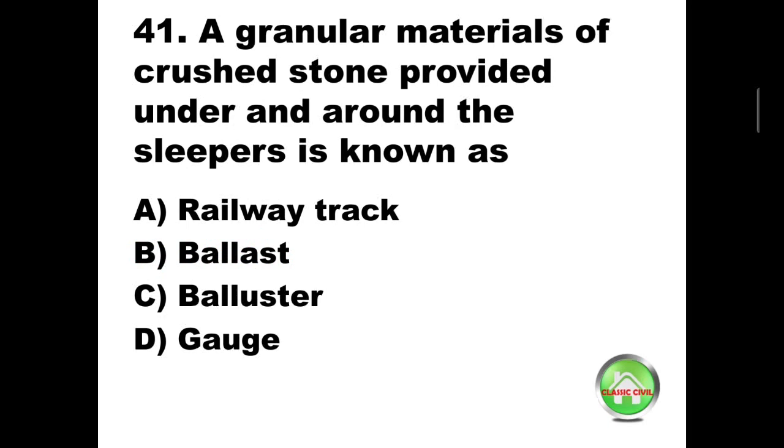Question number 41. A granular material of crushed stone provided under and around the sleepers is known as option A railway track, option B ballast, option C baluster, option D gauge. A granular material of crushed stone provided under and around the sleepers is known as, answer is option B ballast.